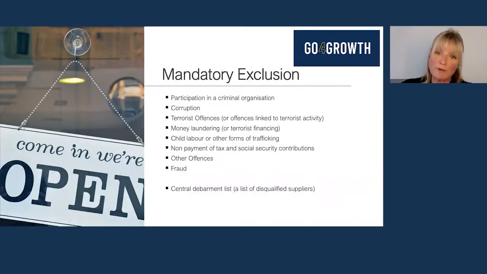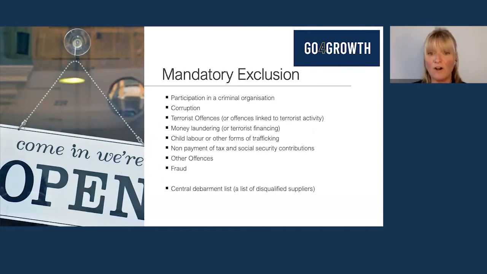So we're going to talk about three sections now, all around building credibility, looking at accreditations, and we're just going to start with exclusions. And if you have bid before, you're likely either in the selection questionnaire or in the ITT, the invitation to tender, you will have seen grounds for either mandatory exclusion or discretionary exclusion. And it's worth understanding these before you bid.